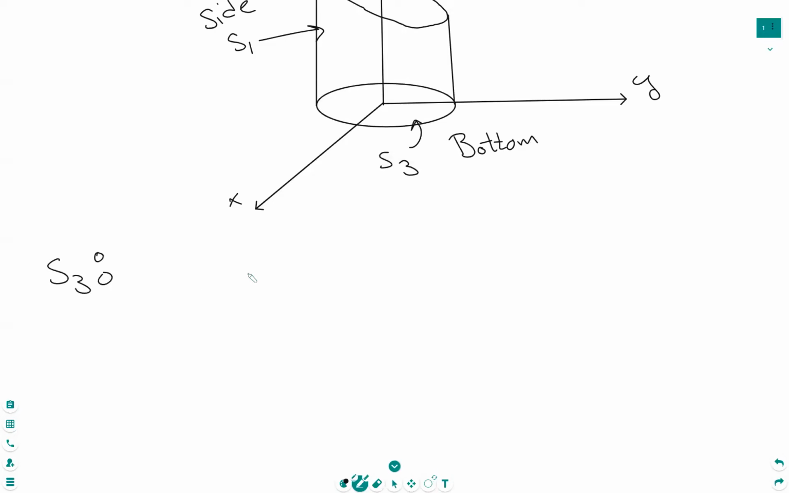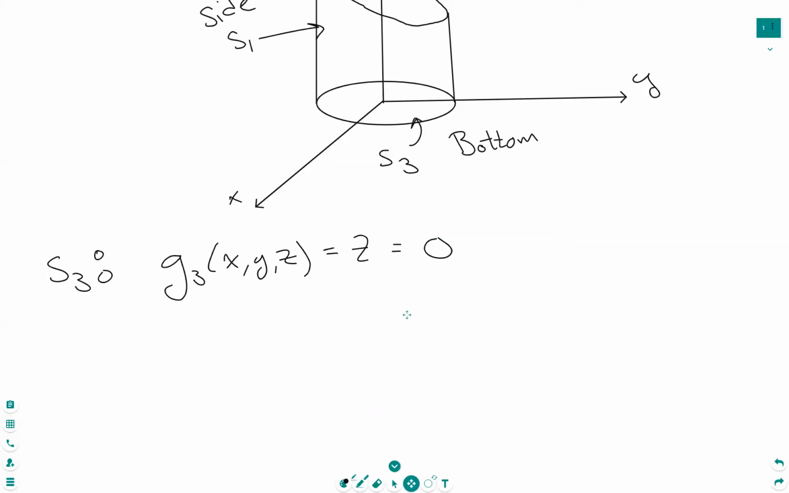So for S3, we're on the xy plane. So what is our g function? We'll call this G3. It's a function of x, y, and z. Well, the thing that denotes this plane is z equals 0. That's a perfect candidate for our g function here. Right? This z equals 0 is the xy plane.